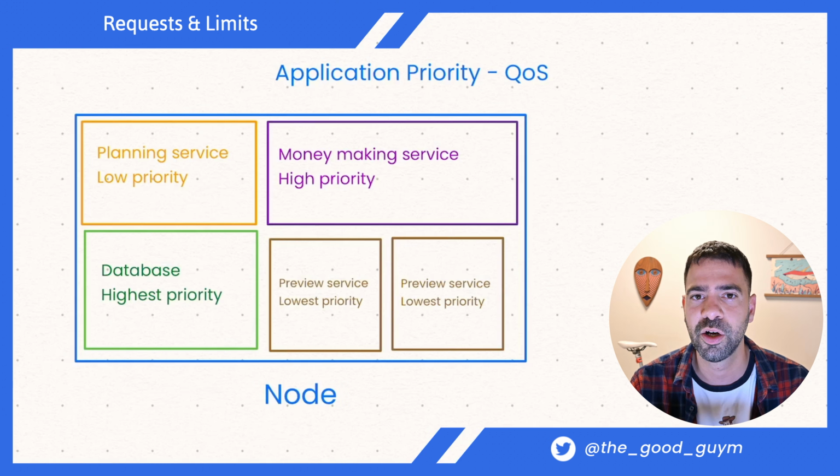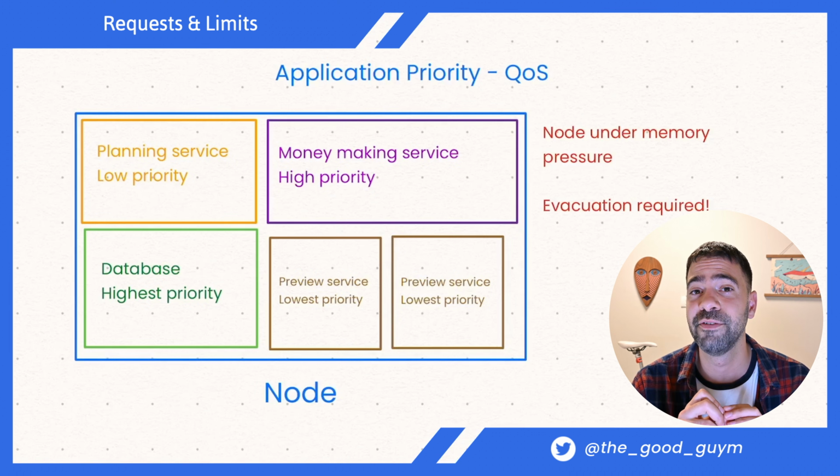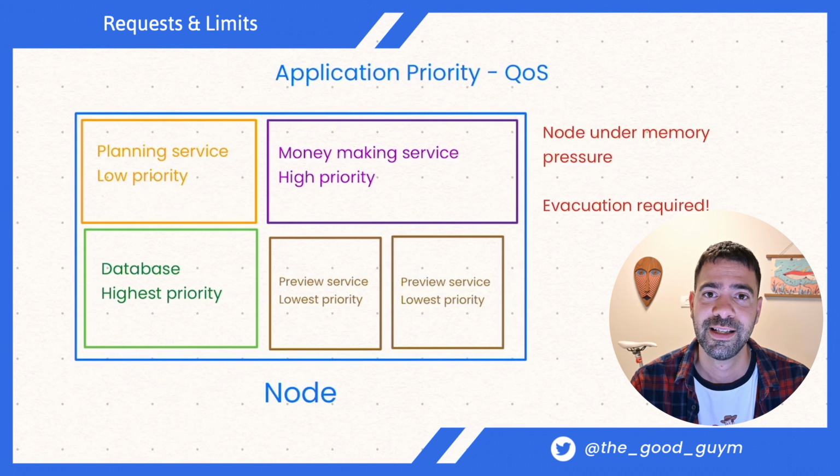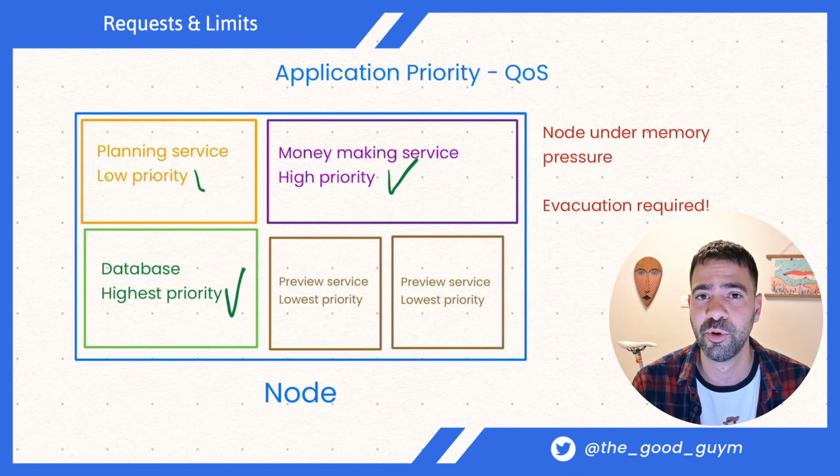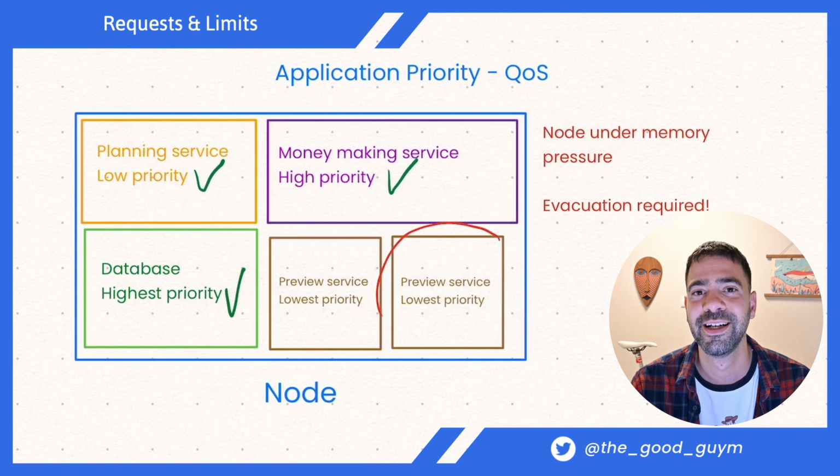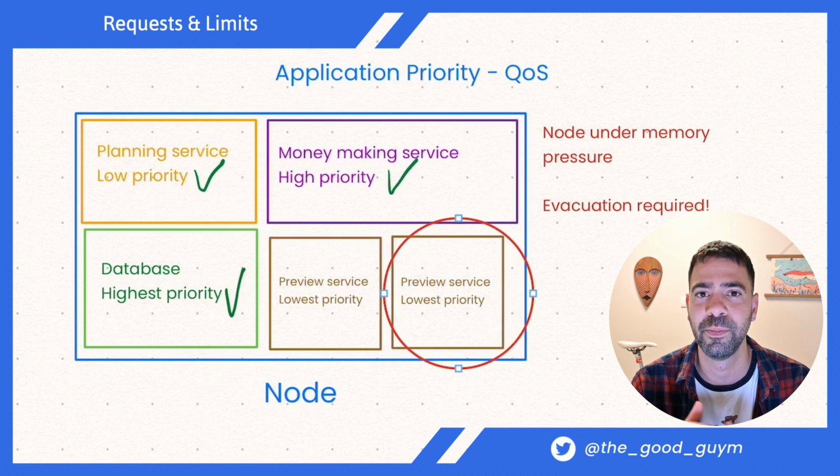Why is that important? Because in a certain state, for example when there is not enough memory on a node, Kubernetes needs to decide which application must be killed. So for example, if we have pressure on the node, there is not enough memory, so Kubernetes will pick the lowest priority application and basically kill it.